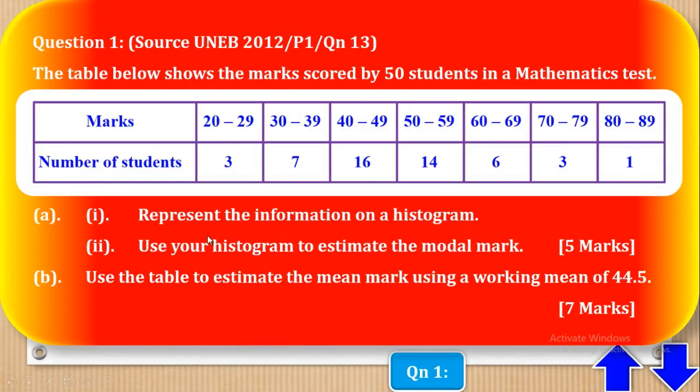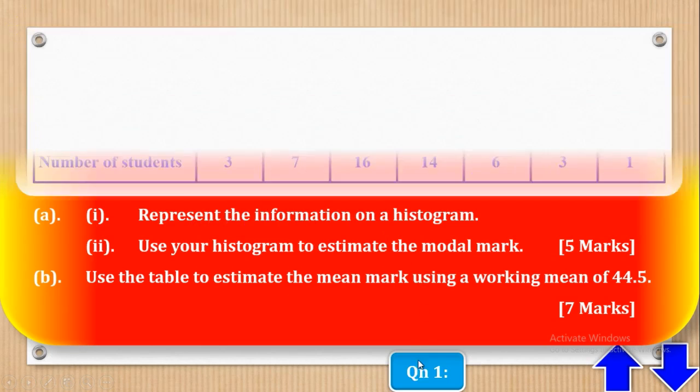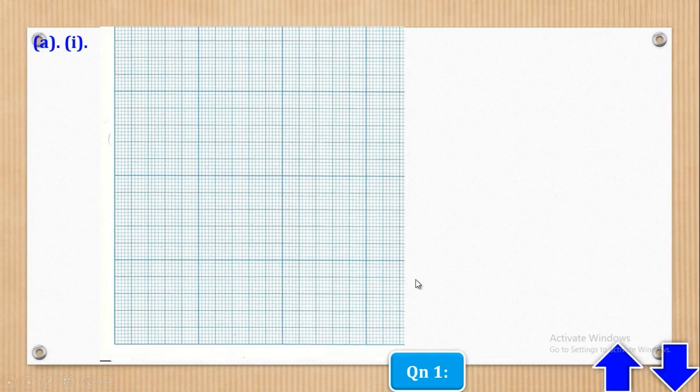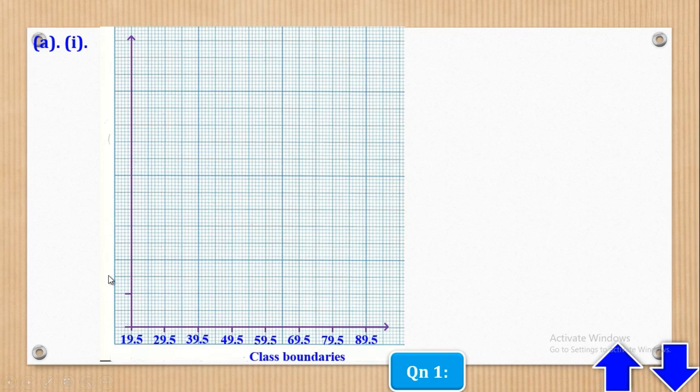Okay, so now that we have generated the table, we can now answer the questions that follow. Now, part A, Roman 1 says, represent the information on a histogram. So first of all, we need a graph paper, and next we have to draw the axes and label them. So remember, histogram is the graph of frequency against class boundaries. So for the horizontal, we shall put the class boundaries, and for the vertical, we shall put the frequencies.